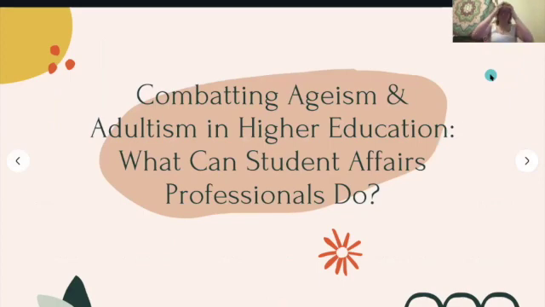So moving on, combating ageism and adultism in higher education, what can student affairs professionals do? So I'm sure you guys are wondering now, what can we do in our own capacity to help our students that might be non-traditional, that might be younger? It all depends. So I'll give you some answers.